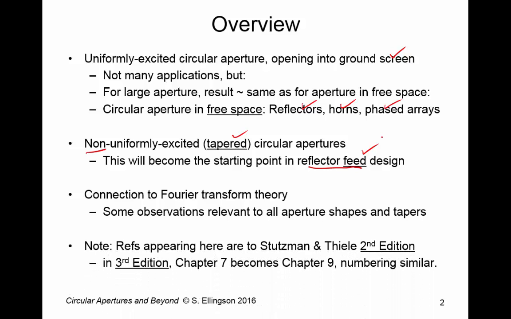Finally, before we get started, I'd just like to note that all the references to figures that you may see in this lecture are referring to figures in the second edition of Stutzman and Thiel. If you have the third edition and you'd like to look up those figures, that's no problem. Just remember that Chapter 7 in the second edition becomes Chapter 9 in the third edition, and otherwise the numbering should be similar.